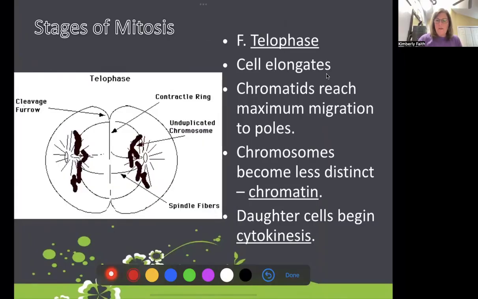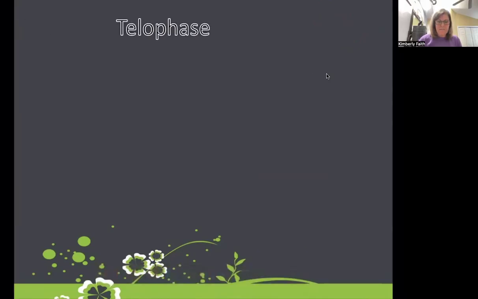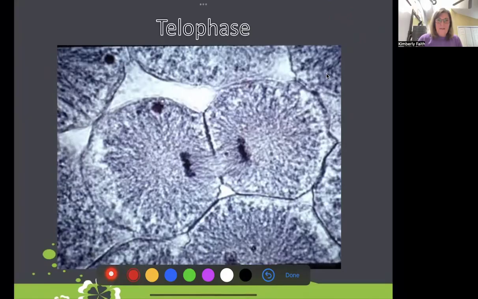And then we have telophase. I always think of the end. And it is the end of mitosis. It's not the end of cell division, but it is the end of mitosis. The cell's going to elongate. You can see the chromatids are reaching their maximum distance apart from one another. They do start to become less distinct because they'll start unwinding. And then we have these daughter cells. That's what we're going to call each one of these. These are two daughter cells. And then they're going to undergo what's called cytokinesis. To me, I always think this looks like googly eyes. Okay, so you can see here where we're pinching in.